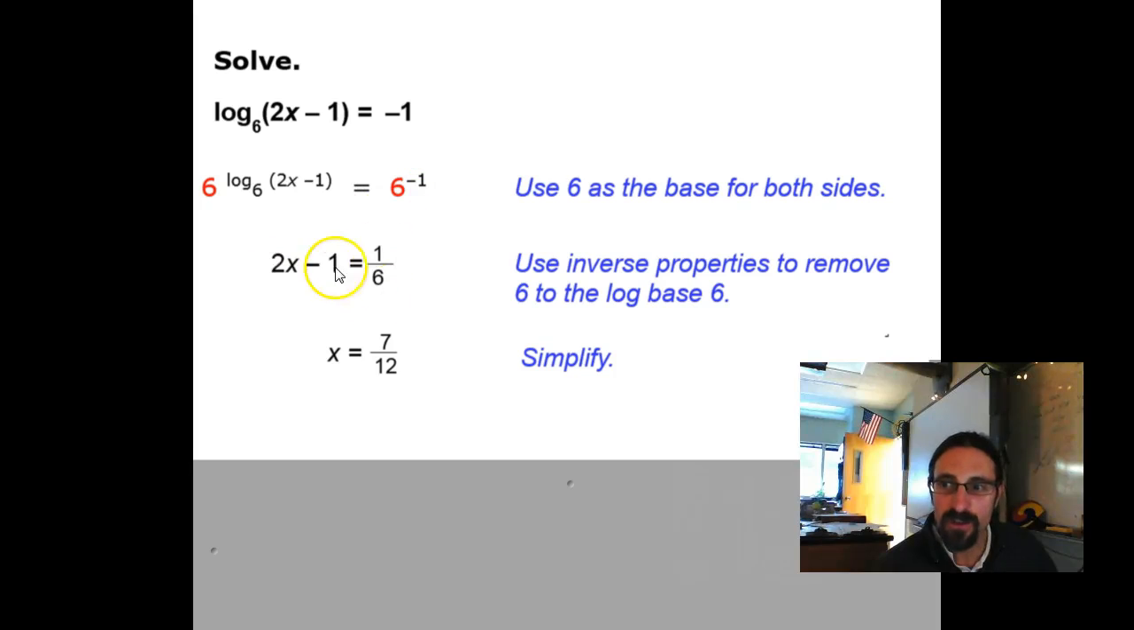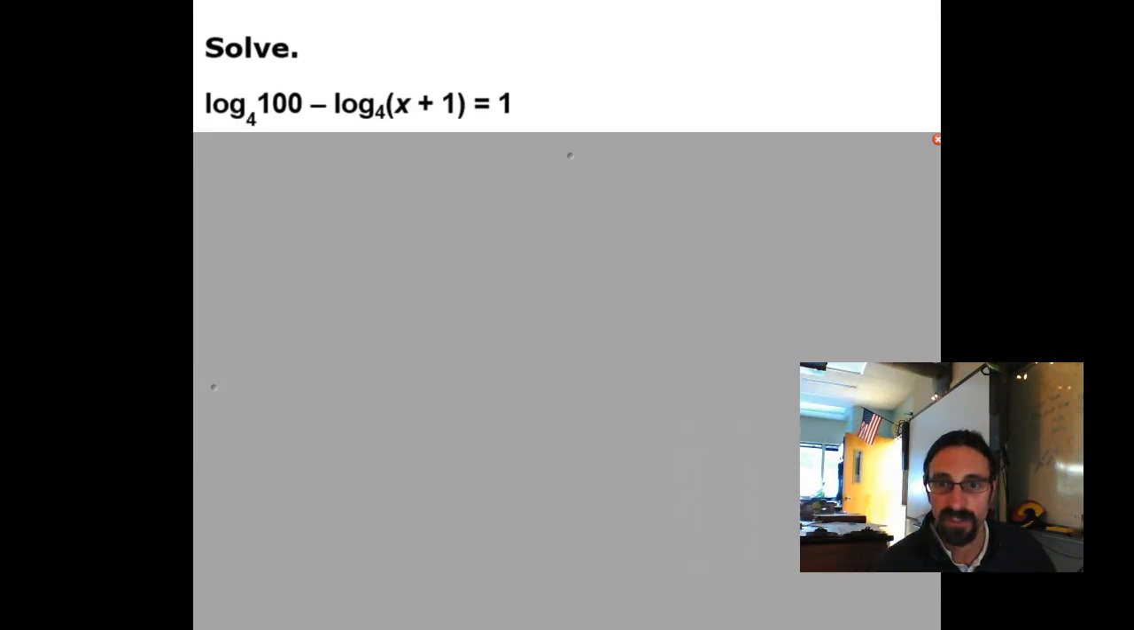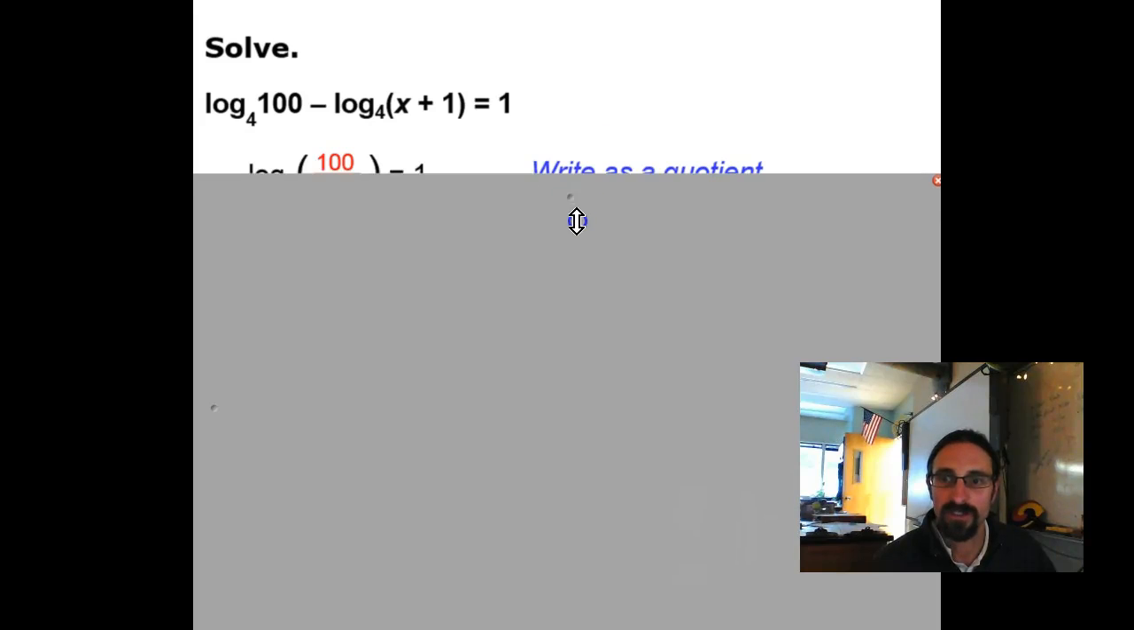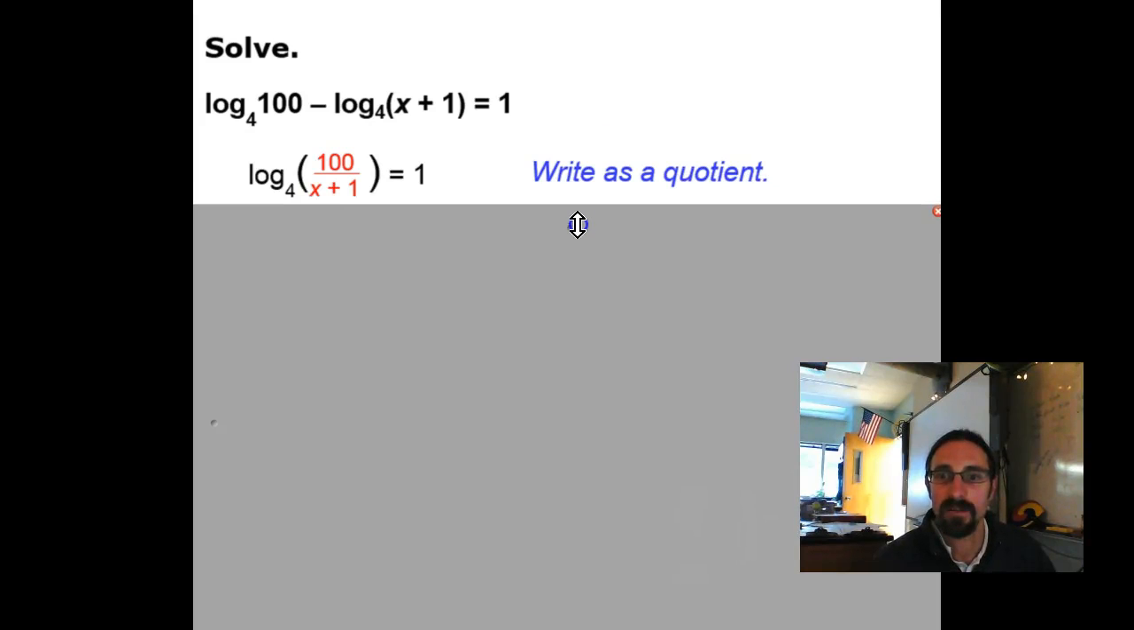So this is the trick that we're going to use for the remainder here of raising things to the same base. And I'll show you how this plays out. So in this one here, before you raise anything to the same base, you need to simplify. When we subtract logs of the same base, that means divide, right? So this is 100 divided by x plus 1, and that of course goes inside the log base 4.